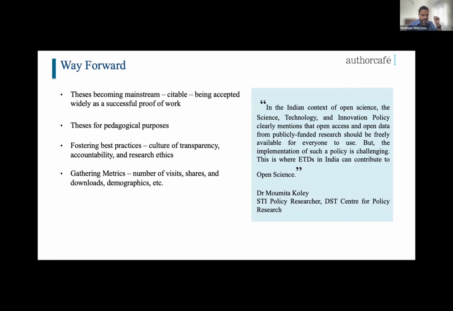This was by Momita when we had done a workshop some time back focused on ETD, and we found it very profound and very inspiring when she said that in the Indian context, there's a great thrust on open science, but there are some practical challenges to implement that. And ETD could be one such way in that direction. That encouraged us a lot more to be on this path and explore ways, think of ways, what else we can do. And that is what we hope: that when we think of open science in India, ETD would act as one of the pioneers and hopefully AuthorCafe would have a small role to play there.